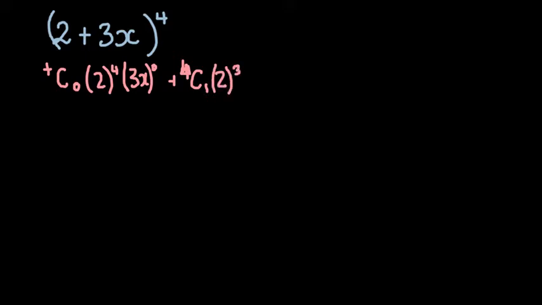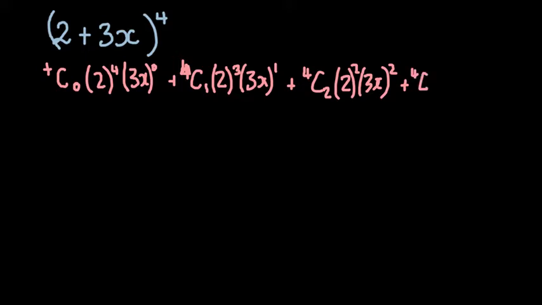2 cubed, because now 3x has one of the powers. And then 4 picking 2, 2 2s and 2 3x's. 4C3, 2, 3x cubed, and then, am I going to squeeze it in? 4C4, 3x, all of the power.